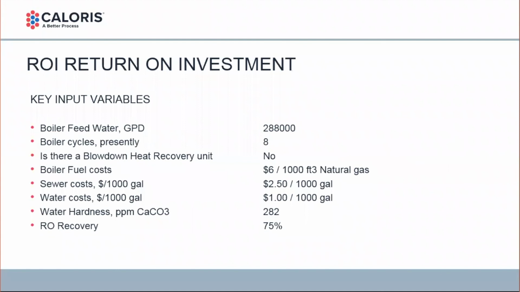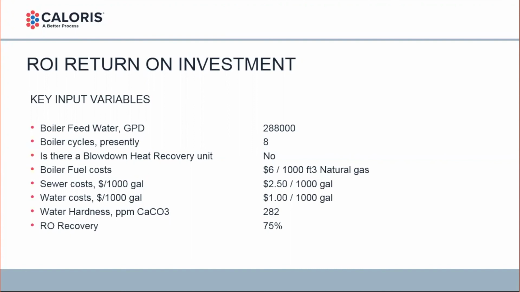Okay, so now we're going to do a return on investment for an RO. This is going to be an RO that's replacing a softener. For this particular example, the key input variables are: the boiler feed water is now 288,000 gallons per day. The boiler is presently running at 8 cycles. Is there a blowdown heat recovery unit? No.